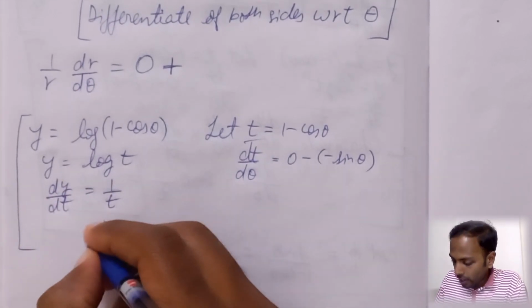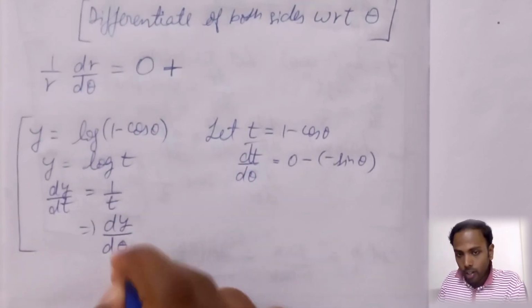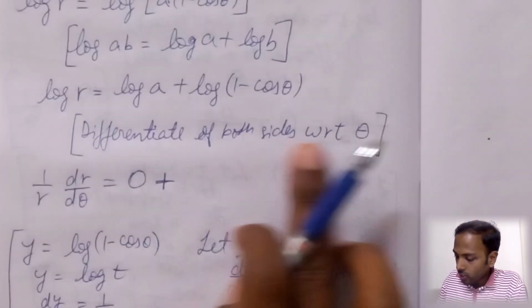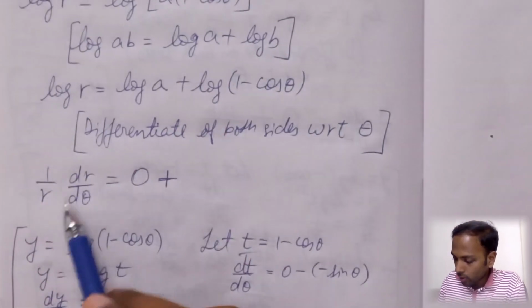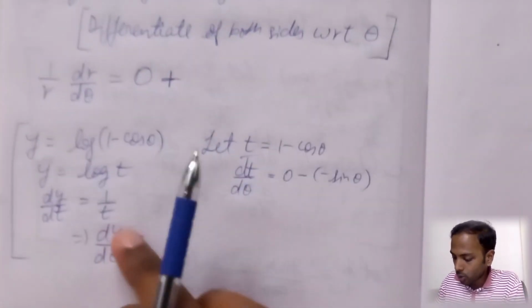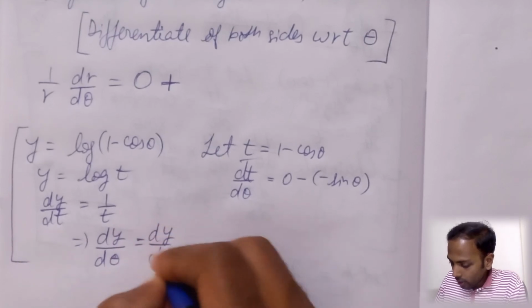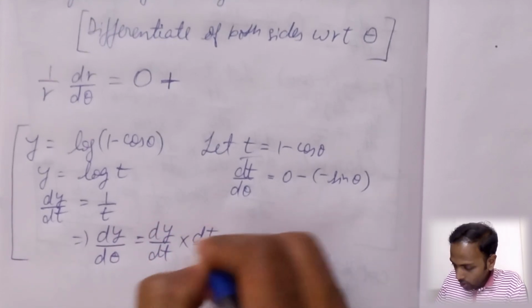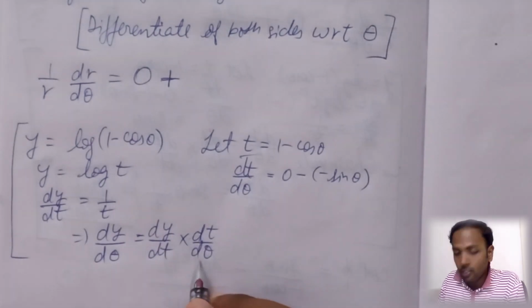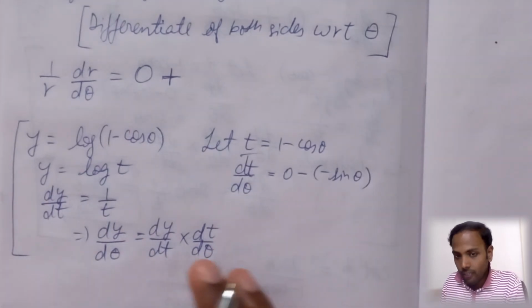And now finally, I'll find dy by d theta, which is the required solution, because the aim is to differentiate both sides with respect to theta. This one, differentiation is over. This one, differentiation is over. Now I'm finding this with respect to theta. So dy by d theta is equal to dy by dt into dt by d theta. See, dt will get cancelled and dy by d theta will be remaining. So I am equalizing LHS and RHS. This is just a verification step.